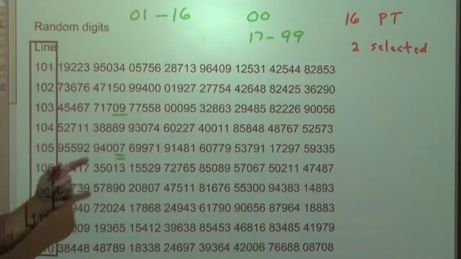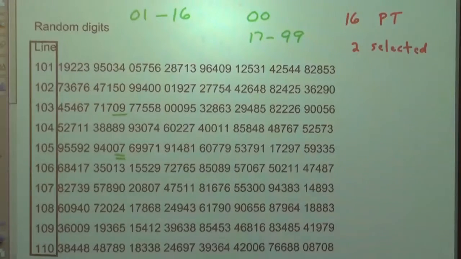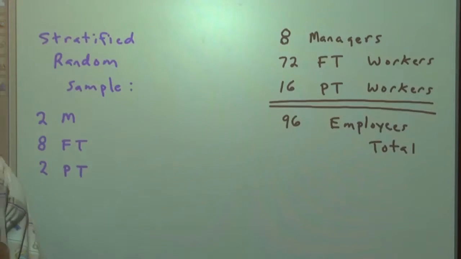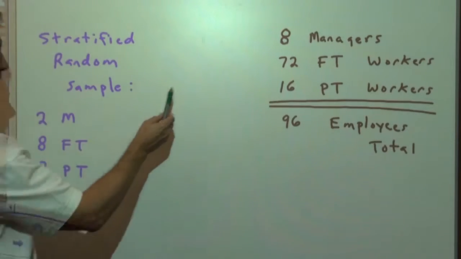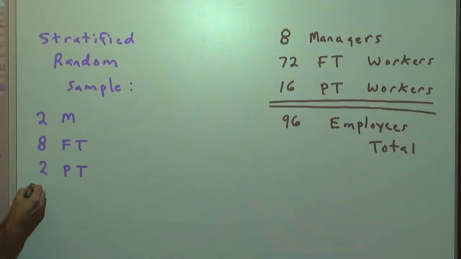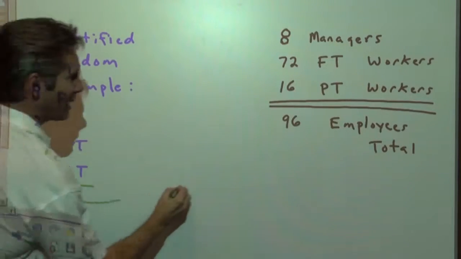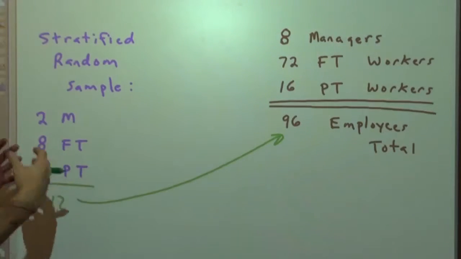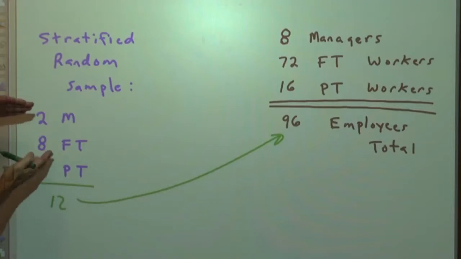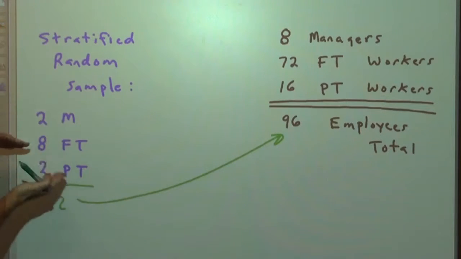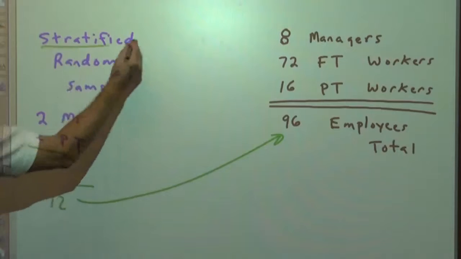So it can get tedious, it can be a drag, but that's how you use the random digits table. So the stratified random sample, we took 12 people altogether from a population of 96, but we didn't just take 12 out of the 96, we took small samples out of each of the strata. That's why it's called stratified.